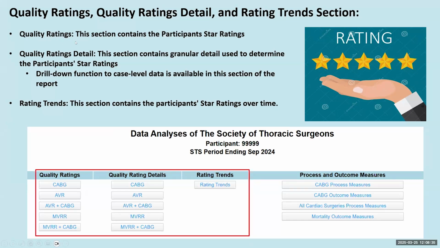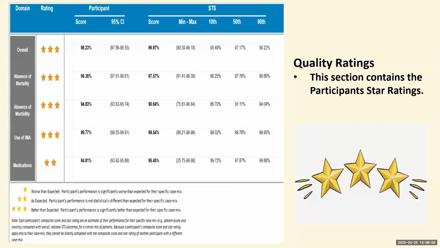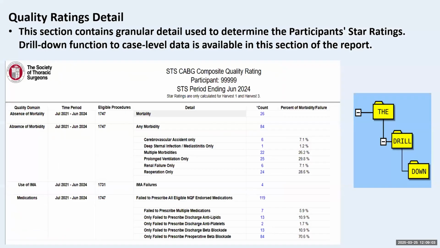In the quality rating section, that's your participant star rating. So that's where you find your star ratings. In the rating detail, it's more like a drill down, and you can look at things that may have fallen out, and then you have trends over time. So just to give you an example, when you open the quality ratings, you can see that that's where your star rating is. And when you open the quality rating details, you can see things that you may have fallen out of.